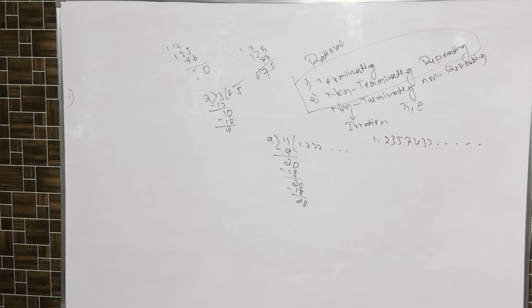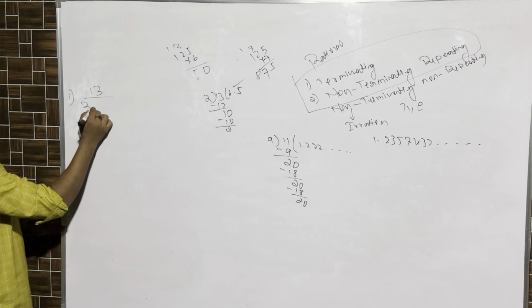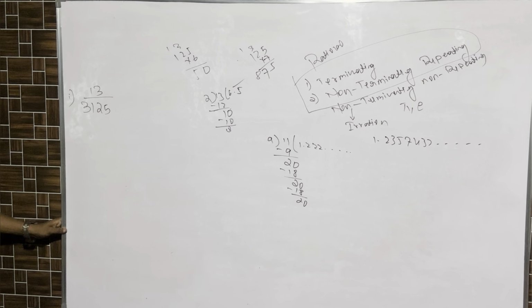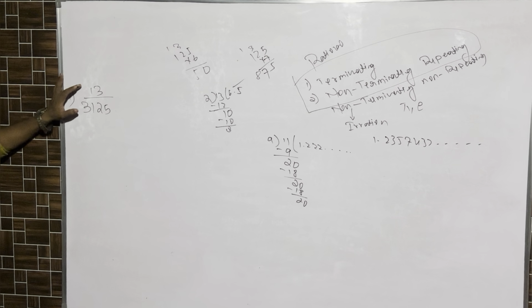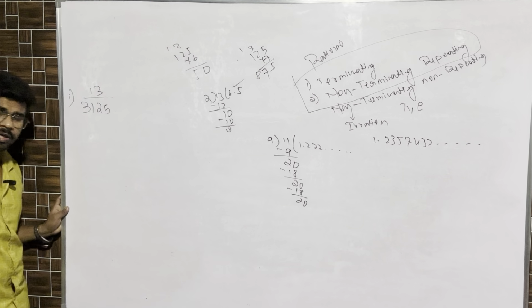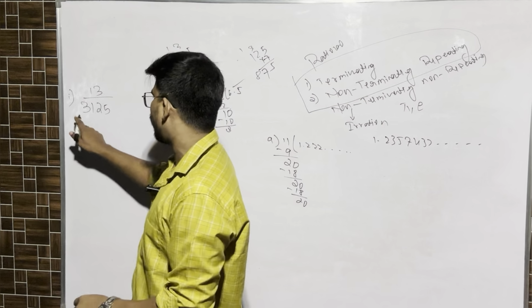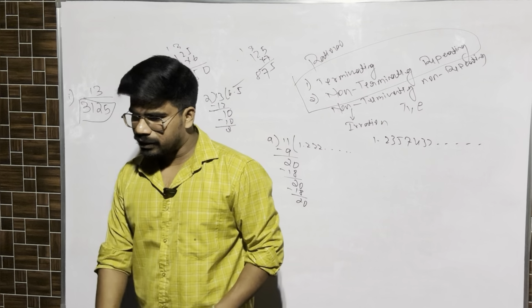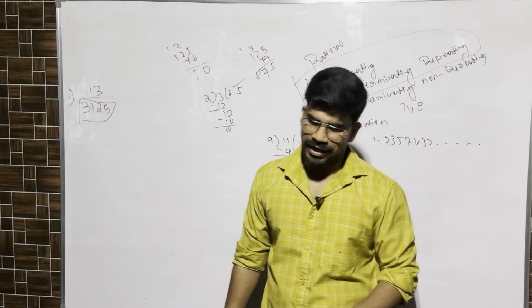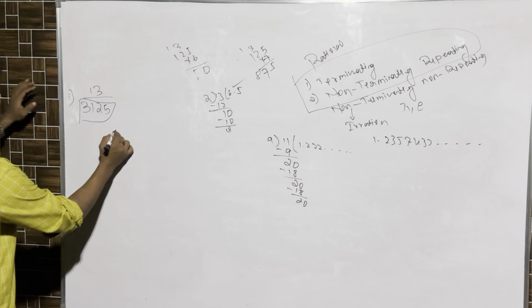Right, what is the first question? 13 divided by 3125. See, if we are allowed to do the division, we'll take 13, put a point 0, and do basic division and we'll get to know whether it is terminating or not. But in the question, he has clearly mentioned that you are not supposed to divide. Without dividing you have to do it. So all you have to do is take the denominator, and find its prime factors.